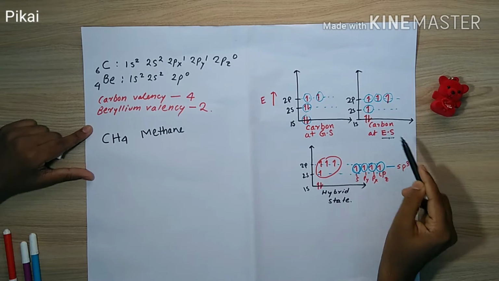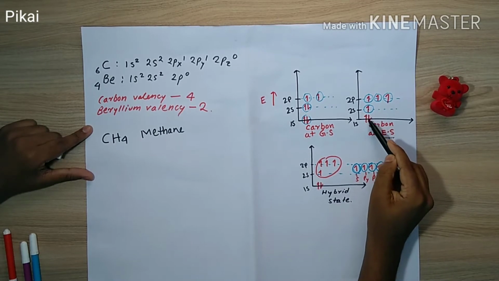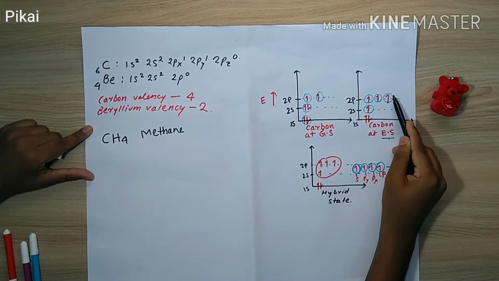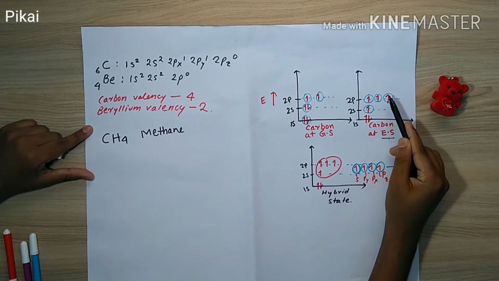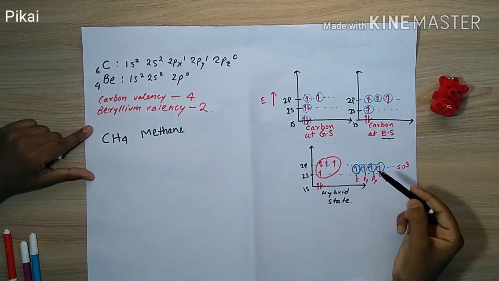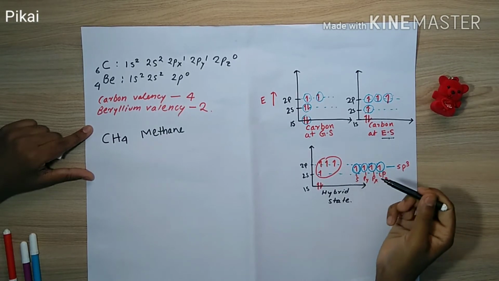In the excited state, one electron from the 2s orbital jumps onto the vacant pz orbital of the p subshell. Remember, don't confuse subshells with orbitals. P is a subshell and pz, py, px are individual orbitals.